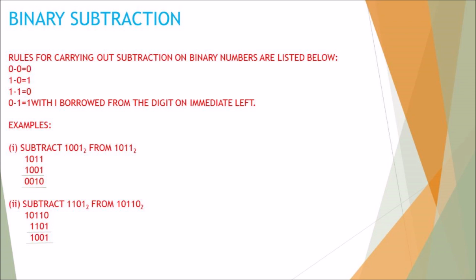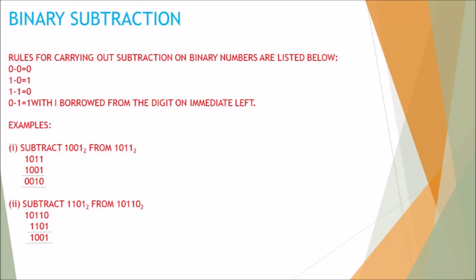So let us see the example. Subtract 1001 base 2 from 1011 base 2. So we are going to subtract. 1 minus 1 is 0. 1 minus 0 is 1. And here 0 minus 0 is 0, and 1 minus 1 is 0. So in this there is no problem. Now let us see the next example.